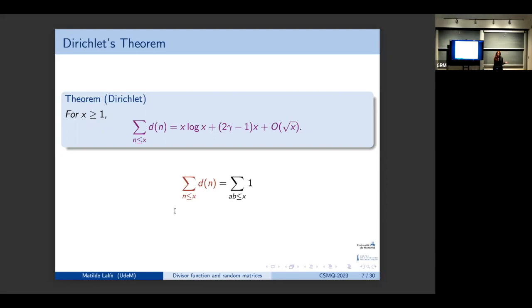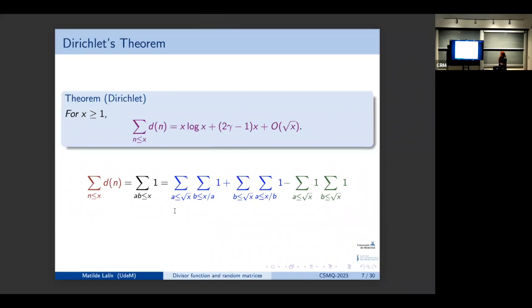And when you have a product like that, A times B equals something, then at least one of them has to be smaller or equal than the square root of the final product. And so we can count this in this way. We can either ask A to be smaller or equal than the square root of x, or B to be less or equal than the square root of x. And if we do this, we are counting the case where both of them are less or equal than square root of x twice, so we subtract it once.